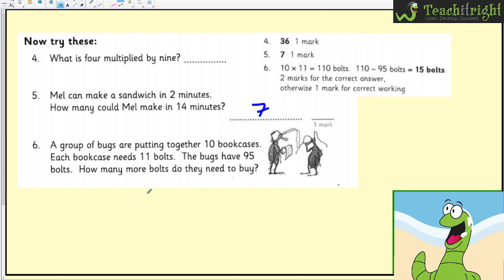A group of bugs is putting together 10 bookcases. Each bookcase needs 11 bolts, so 10 times 11 is the total number they need, so they're going to need 110 bolts in total. They have 95. How many more do they need? Well, the difference between 110 and 95 is 15, so they need 15 more.